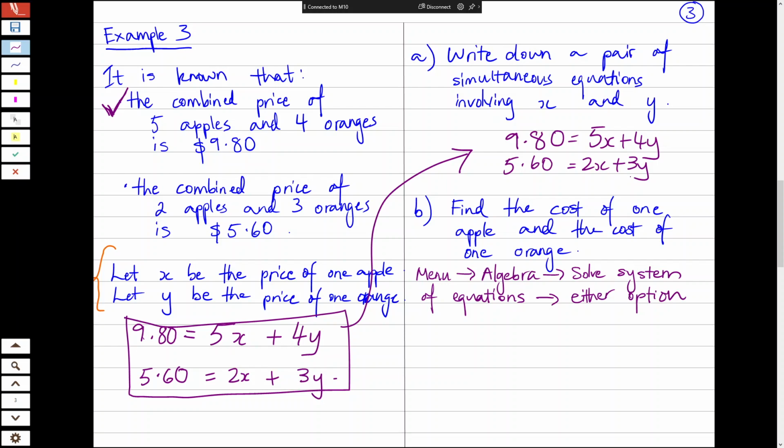So by the way, when you sit your tests next week, you may also need to be able to do this. So if you don't know off the top of your head how to solve simultaneous equations on your CAS, well, you may want to write this down.